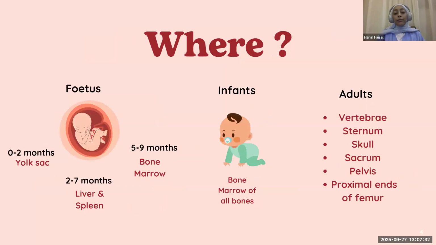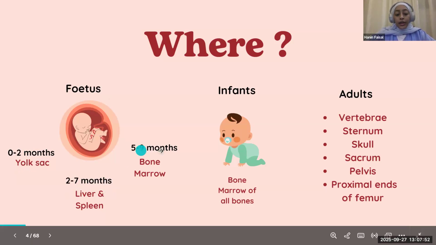Now, something really important for you guys to know is where does hematopoiesis take place? And it's just a pure memorization slide. It gets divided into three stages: fetus, infants, and adults. For fetus, it also gets divided more. From 0 to 2 months, it happens in the yolk sac. 2 to 7 months, it happens in the liver and spleen. 5 to 9 months, it happens in the bone marrow.